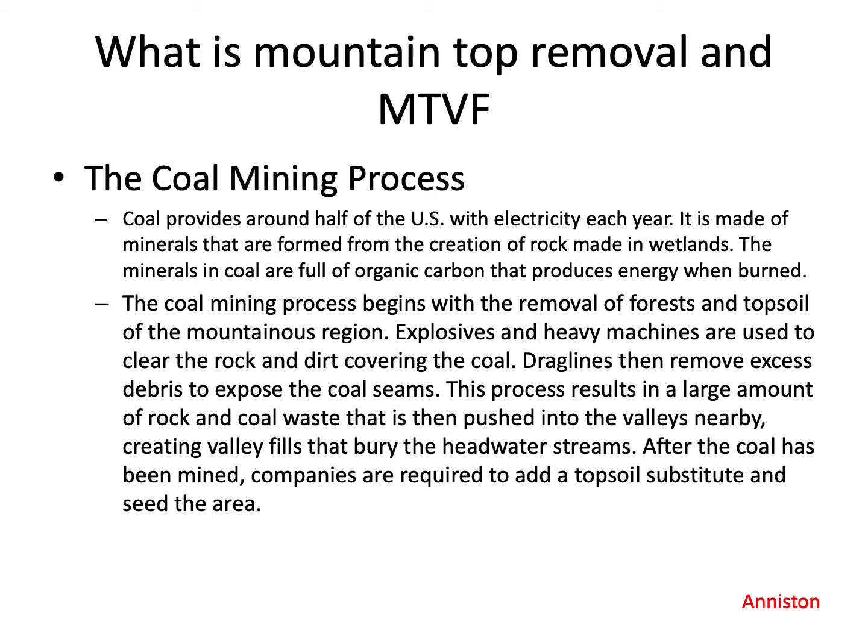The coal mining process begins with the removal of forests and topsoil of the mountainous region. Explosives and heavy machines are used to clear the rock and dirt covering the coal. Draglines then remove excess debris to expose the coal seams. This process results in a large amount of rock and coal waste that is then pushed into the valleys nearby, creating valley fills that bury the headwater streams. After the coal has been mined, companies are required to add a topsoil substitute and seed the area.